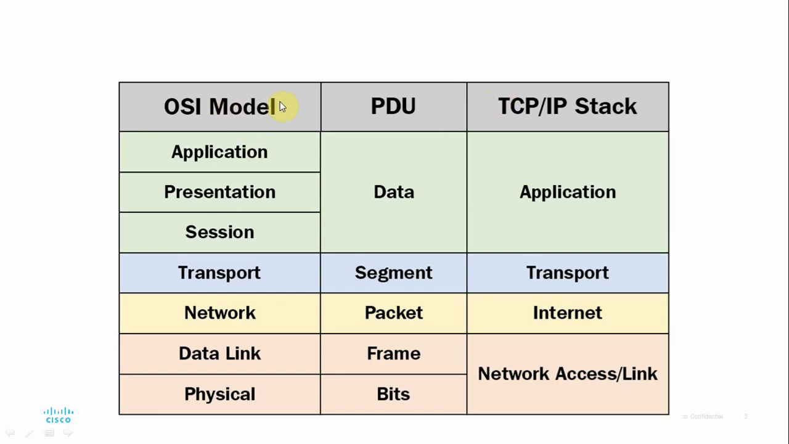Okay, so the OSI model has 7 layers. Application is the 7th layer. Presentation 6th layer. Session layer 5th. Transport is 4th. Network layer is the 3rd layer. Second layer, layer 2, data link layer. Physical is layer 1.